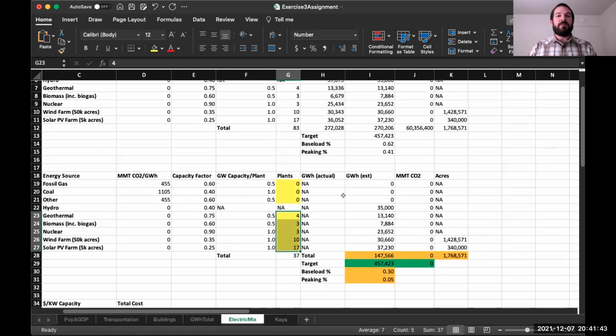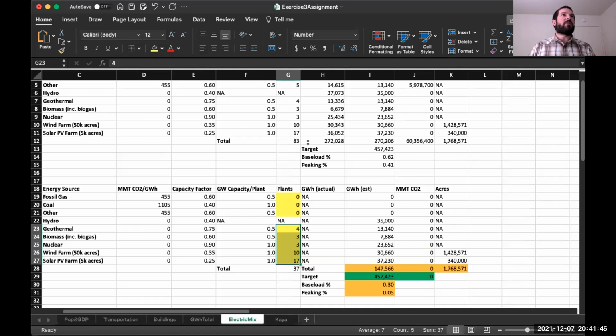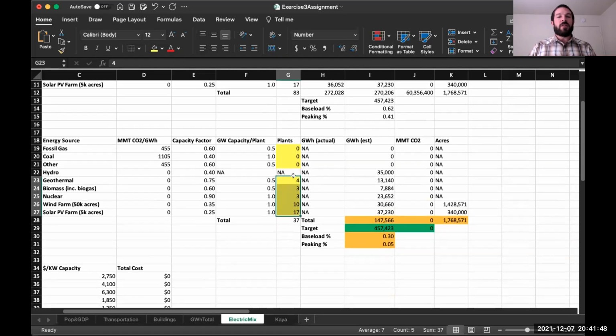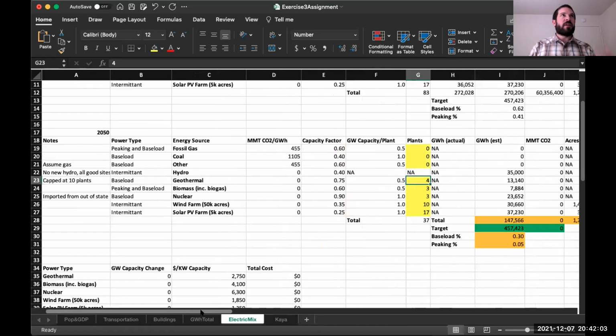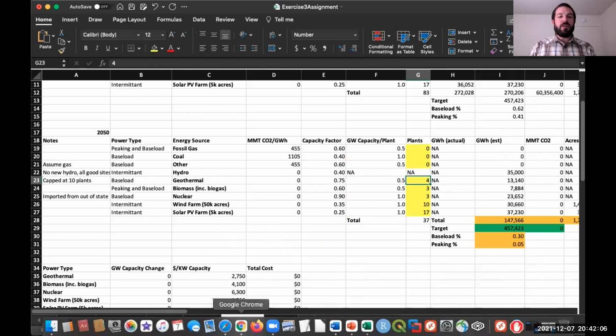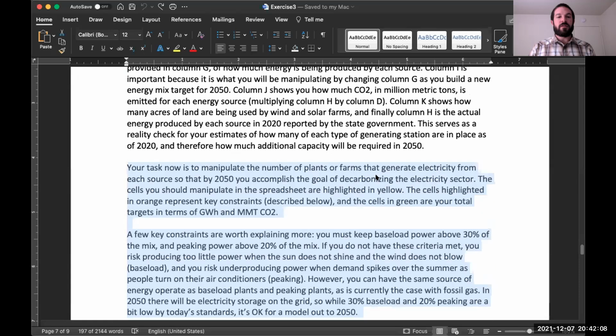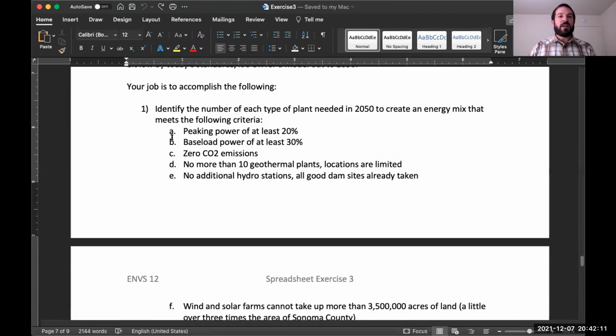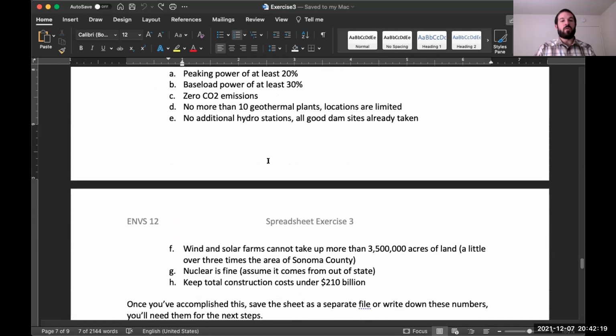This part down here just copies what we have today in 2020. And your job is to change these numbers, okay, to change the number of plants that you're building in the state or out of state and importing the electricity in the case of nuclear, in order to meet your targets and stay within your constraints. So what are those targets? What are those constraints? Okay. You need, as I said, at least 20% peaking power. You need at least 30% base load, and you need 0 CO2 emissions. Okay, cool. We got those taken care of.